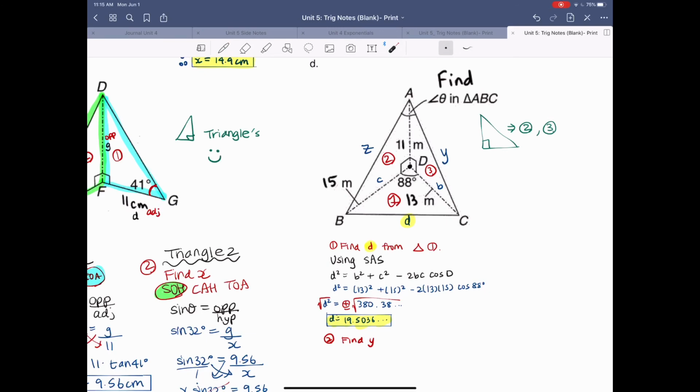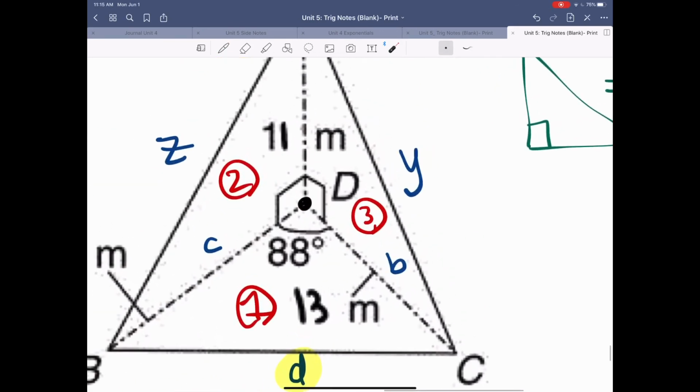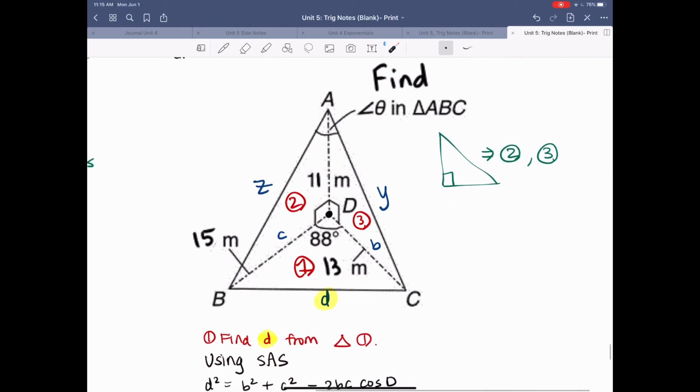Because I have a right angle triangle, although it might not look like it in the picture, the little square confirms that this is a right angle triangle. With a right angle triangle, I can use SOHCAHTOA or Pythagorean theorem. Because I have an 11 and a 13, and right now I'm not dealing with any of the angles, I can use Pythagorean theorem.